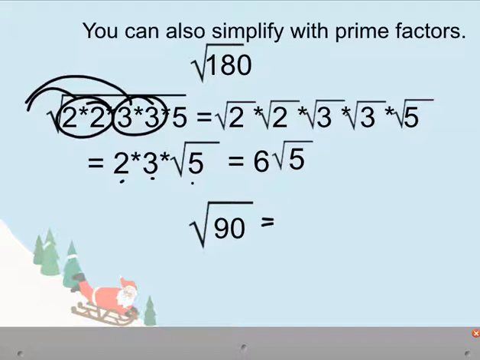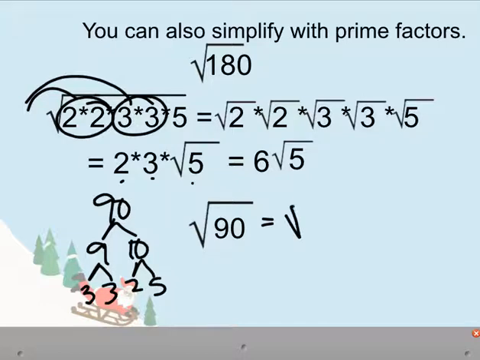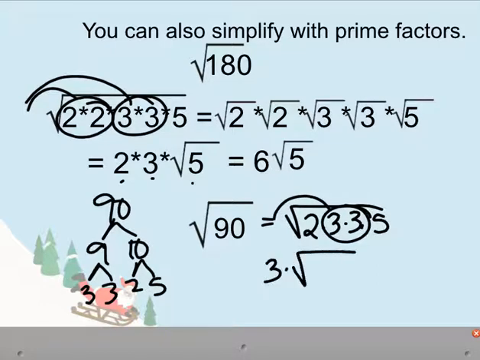And I'm going to say the square root of 90 is the same as, well, 90 into its prime factorization, we have 9 and 10, 2 and 5, 3 and 3. So we have the square root of 2 times 3 times 3 times 5. And there's a pair of 3's, and so I'll say it's 3 times square root of 2 times 5. Well, 2 times 5 can't be simplified anymore, so we can just say this is 3 root 10. Okay?